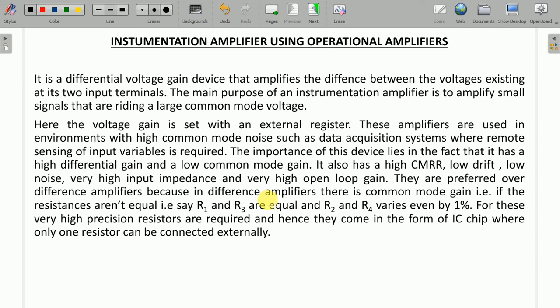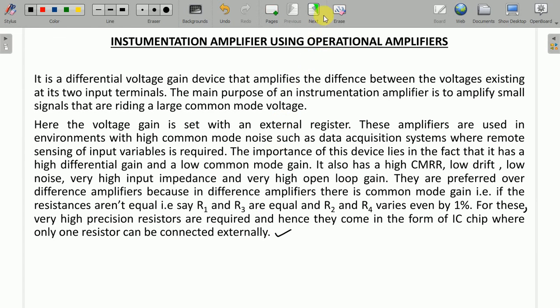So but एक high precision resistances का ज़रूरत पड़ता है, थोड़ा सा भी difference होने से common mode signal will appear across the output. So for these purposes, very high precision resistors are required, and hence they come in form of an IC chip where only one resistor can be connected externally. अब एक ही resistor लगा रहे हैं तो उसमें दोनों के साथ match करने की कोई ज़रूरत नहीं है. तो there is only a place where you can connect one external resistor.